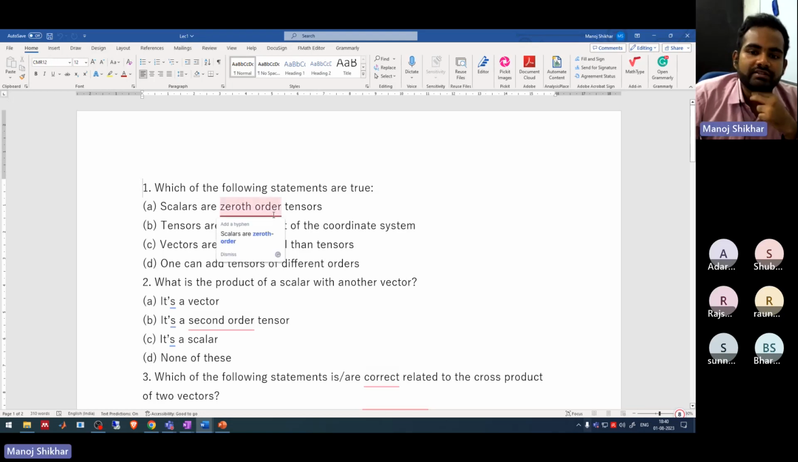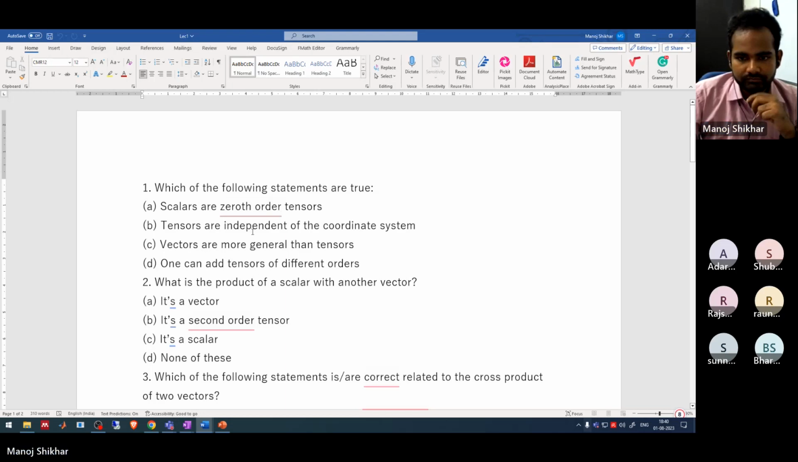The first statement is scalars are zeroth order tensors. This is true. Tensors are independent of coordinate system. This is true. Vectors are more general than tensors. This is false. Vector is one of the cases of tensor. When we have a first order tensor, it is a vector.